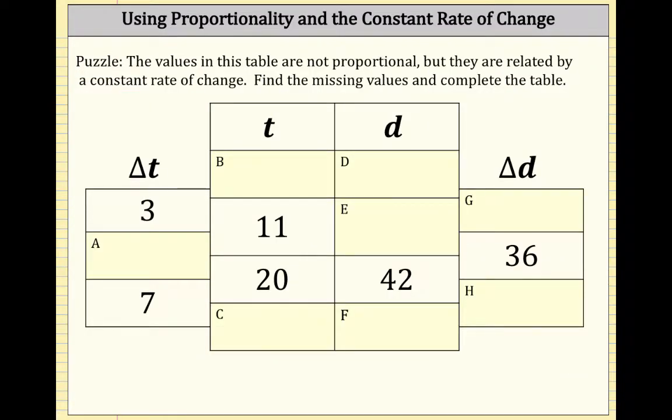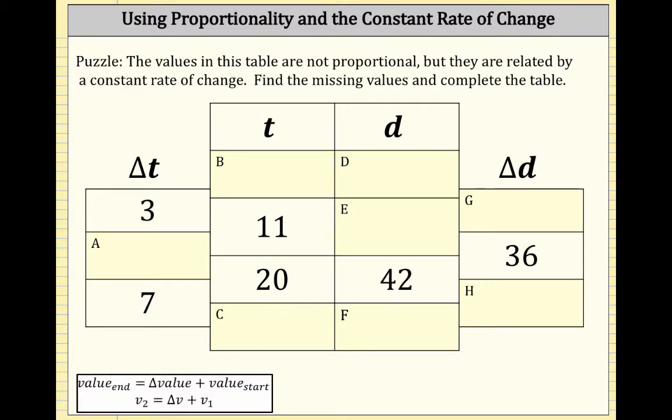So we're going to be using both proportionality and the constant rate of change, and here's the puzzle. The values in this table are not proportional, but they are related by a constant rate of change. Find the missing values and complete the table. So we have delta t, we have d, and we have delta d in this table, and different values. And you notice that the spots that are blank are spots A, B, C, D, E, F, G, and H.